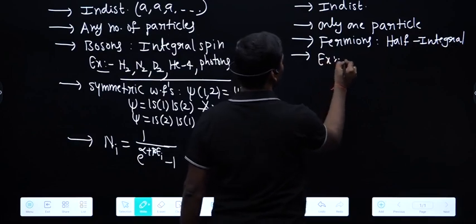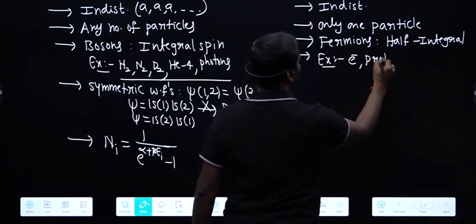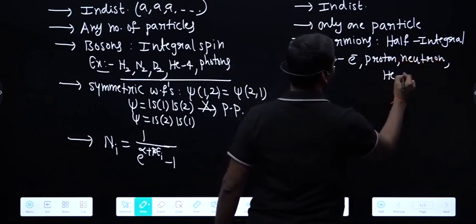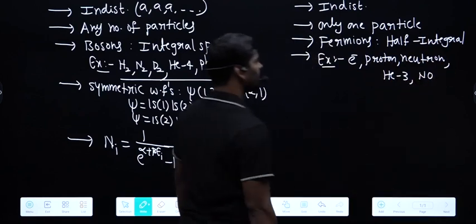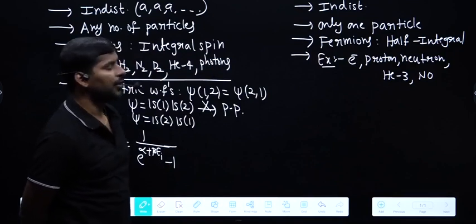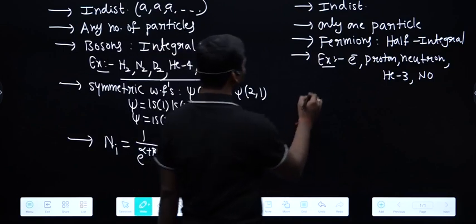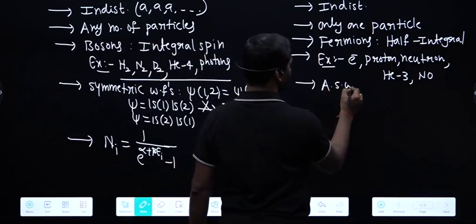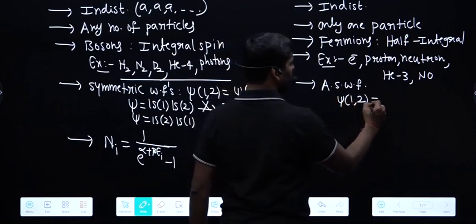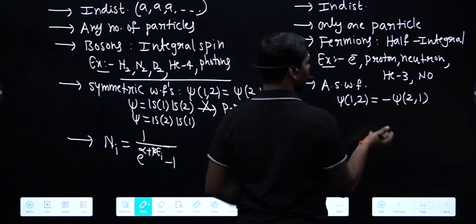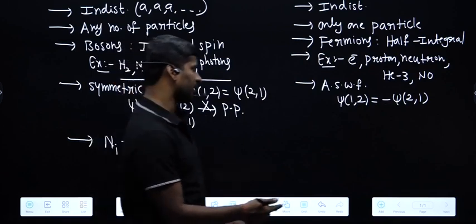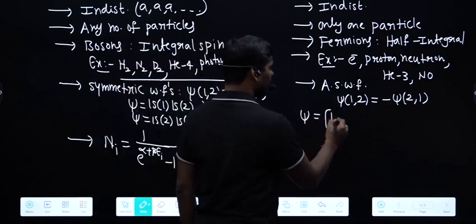The examples are electron, proton, neutron, helium-3 and NO. These are some examples where the particles possess half integral spin. So they are said to be what? Fermions. And fermions possess anti-symmetric wave functions. That means psi of 1, 2 is equal to minus psi of 2, 1. If you exchange the electrons, what happens to the sign of the wave function? It changes.